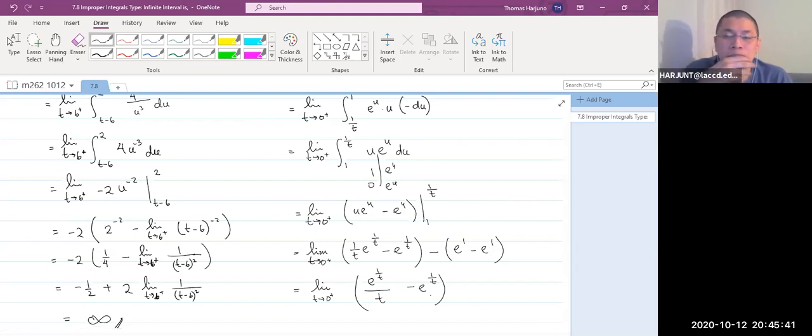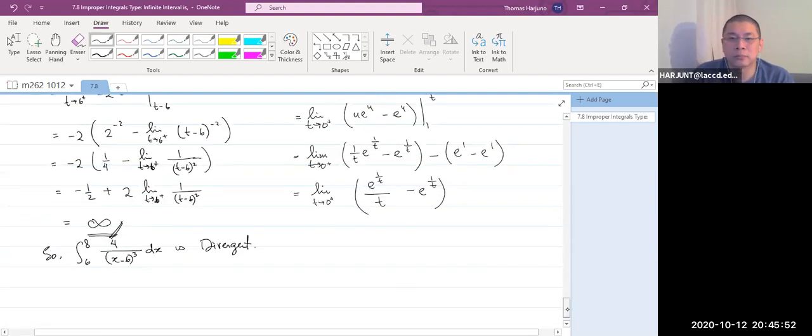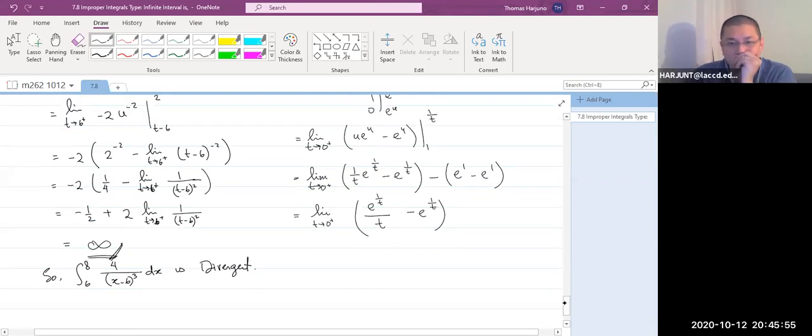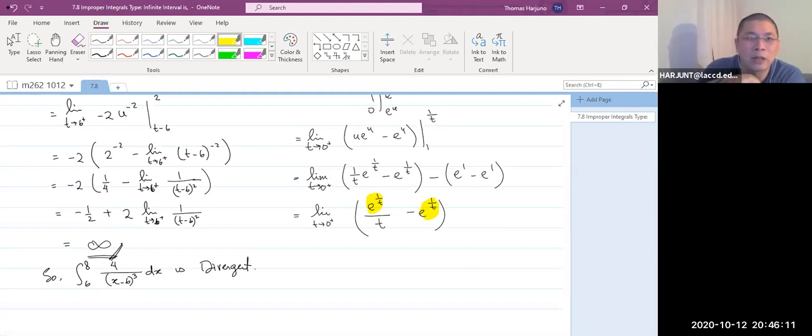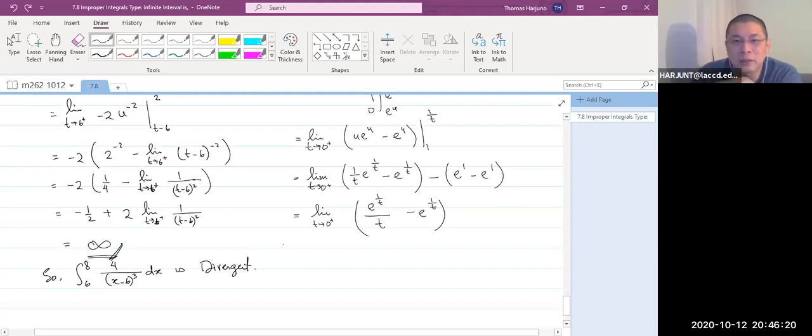How to do this? Notice that this goes to infinity. This goes to infinity. This also goes to infinity. That's the problem. So infinity minus infinity, no. You cannot do it directly. You cannot say infinity minus infinity is 0. No. Factor.